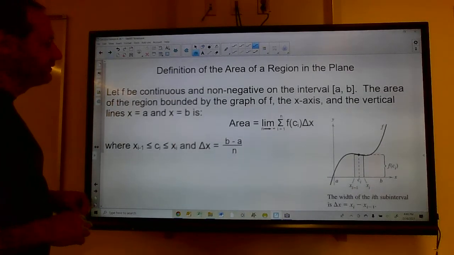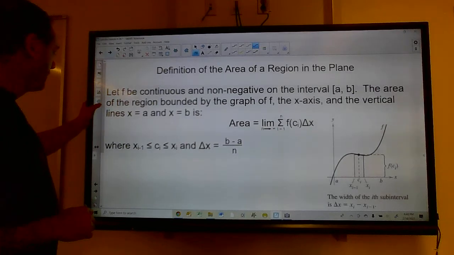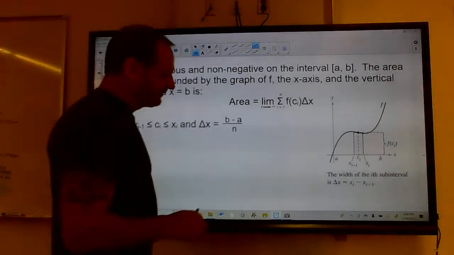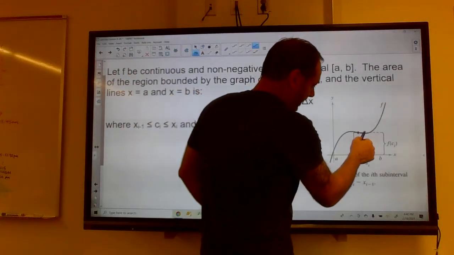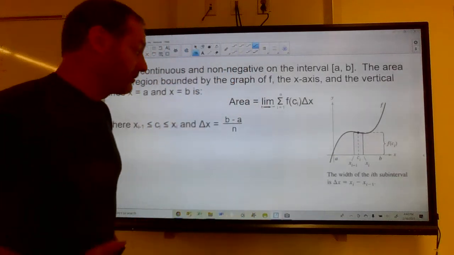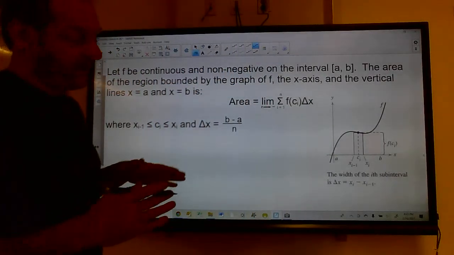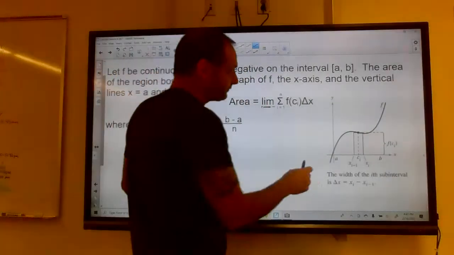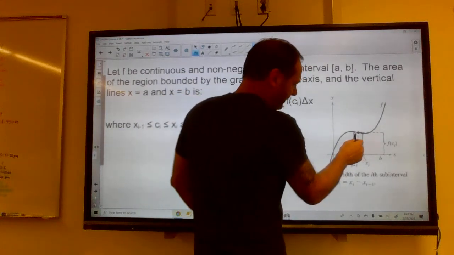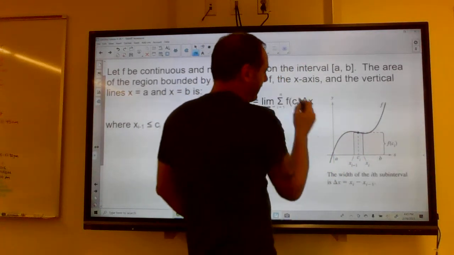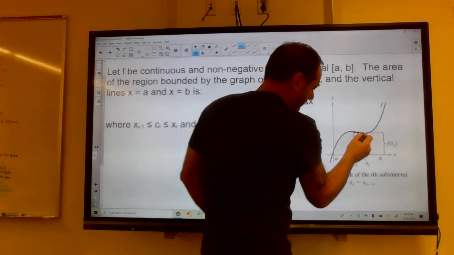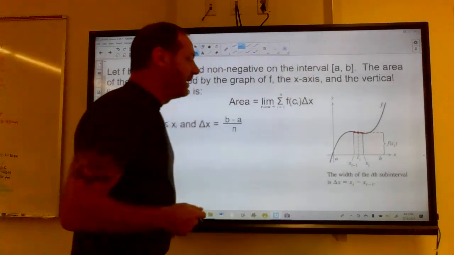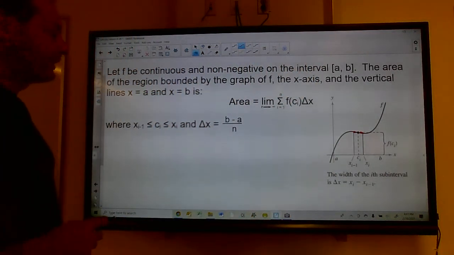Okay, now you can also do this kind of thing where instead of using the left corner or the right corner, you can use the midpoint of the rectangle. That's going to leave you with a little bit of error right here that's under the curve and a little bit of error right here that's over the curve, and so they kind of cancel each other out, and you get pretty close to the actual area under the curve as well.